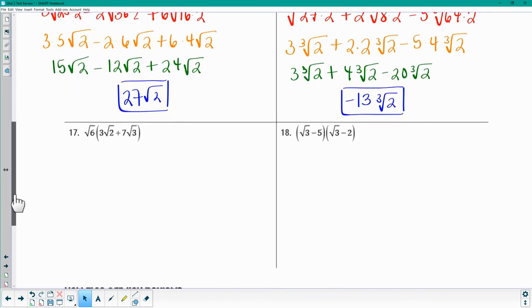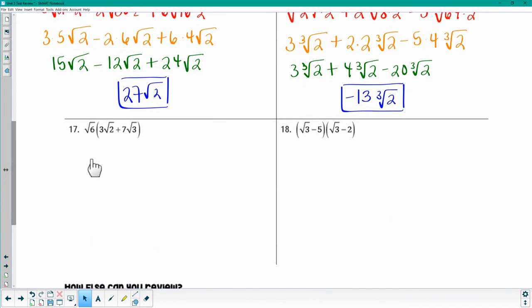For 17 and 18, it's going to require some distribution. So this square root of 6 is going to distribute to both of these terms. Remember, we multiply the outside times the outside, inside times the inside. So the outside is a 1 here, so we're really not changing much there. So I get 3 square roots of 12, because 6 times 2 is 12. 7 square roots of 18, because 6 times 3 is 18.